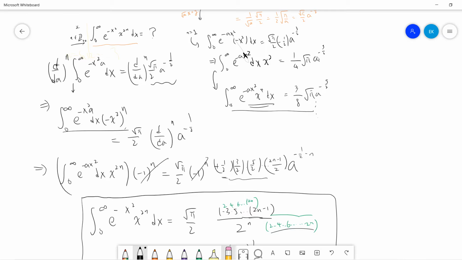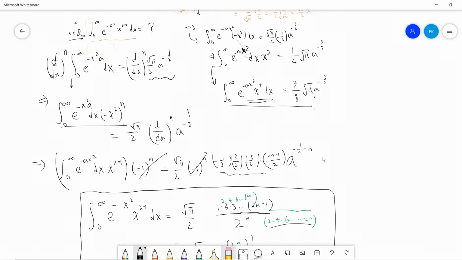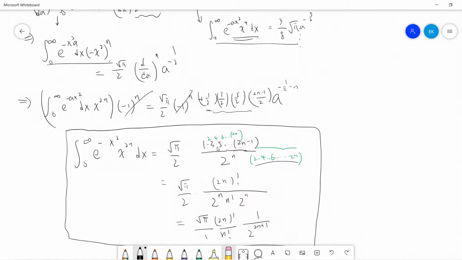Because this becomes this, you take the exponent. So we have 1 divided by 2, 3 divided by 2, 5 divided by 2, up to (2n minus 1) divided by 2, and then this one will become minus n. And then we let a equal to 1, so a cancels. So we have this equals the square root of pi.